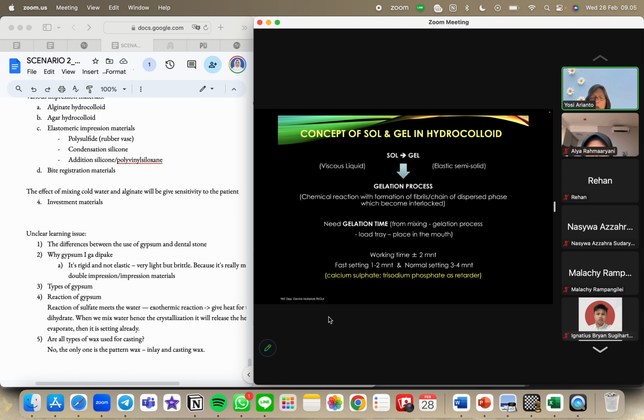If we would like to prolong the setting time a little bit, we can add some more calcium sulfate or sodium phosphate as a retarder.